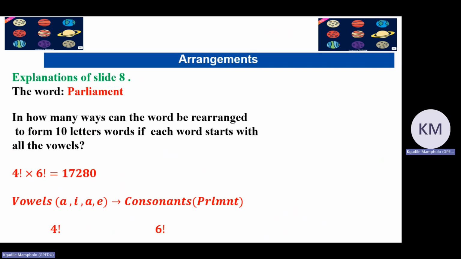And then slide 8 again, the one where we ask in how many ways can the word be rearranged to form 10-letter words if each word starts with all the vowels. It simply means that these vowels can be arranged differently. It does not mean that this A can be at the beginning. We say 4 factorial because they can be arranged differently. So from letter number 5 to 10, there are consonants that can also be arranged differently. Hence, we have 4 factorial times 6 factorial.